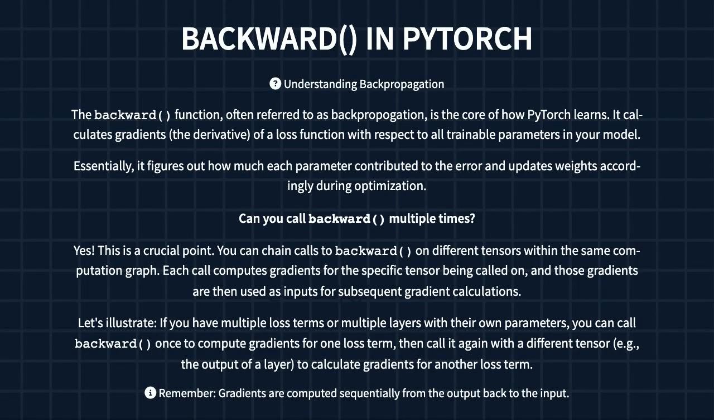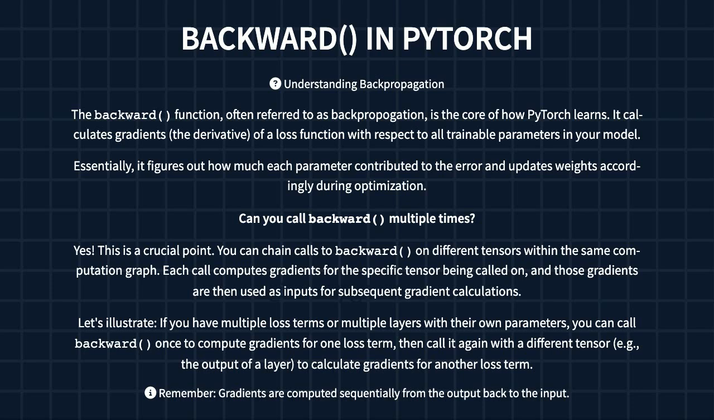Okay, let's talk about backward. In Pytorch, it's a really important concept for understanding how models learn. Essentially, backward calculates gradients, which tell us how much each of our model's parameters contributed to the final error or loss. You can think of it as figuring out, if I tweak this weight here, will the error go down?